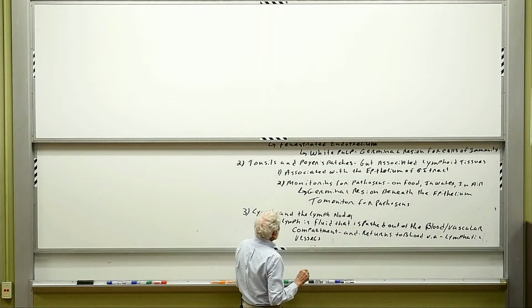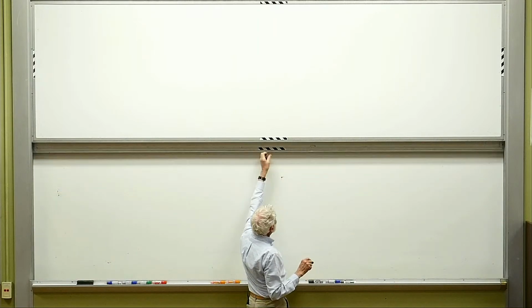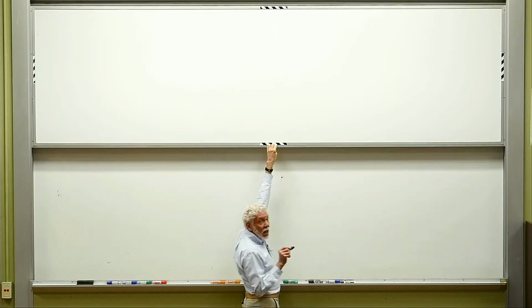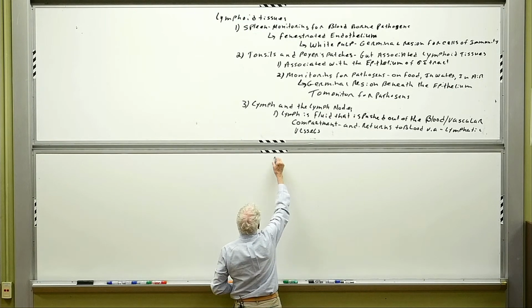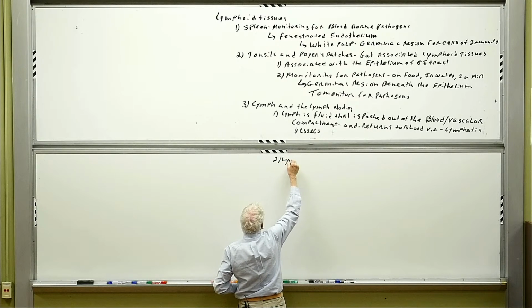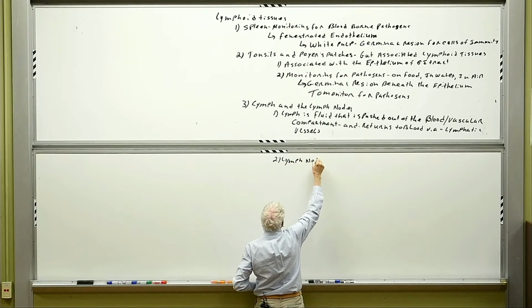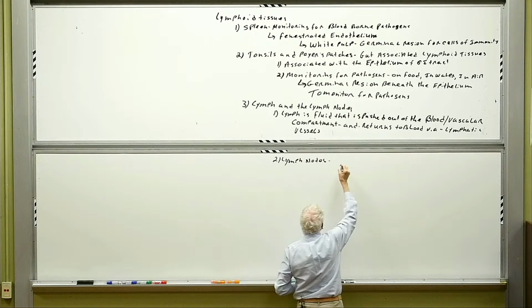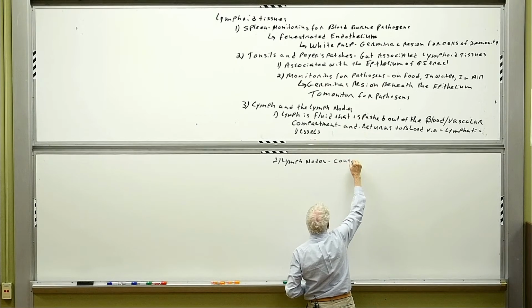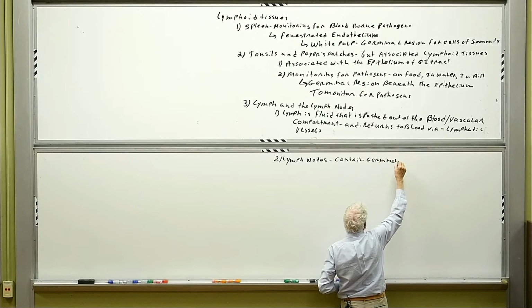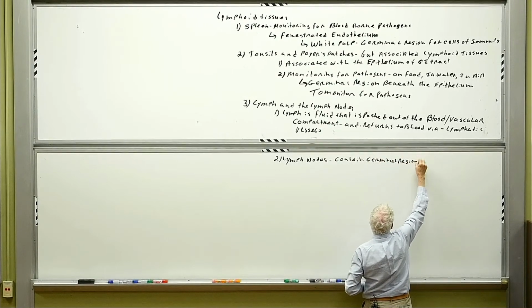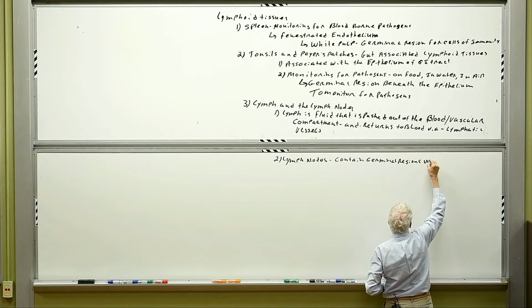And then all along that pathway, all along those series of vessels carrying the lymph, there will be these structures called lymph nodes. And the lymph nodes contain germinal regions. Again, with cells of the immune system.